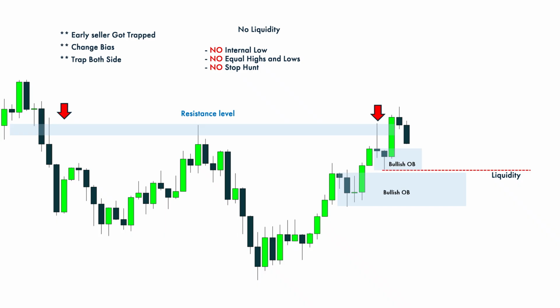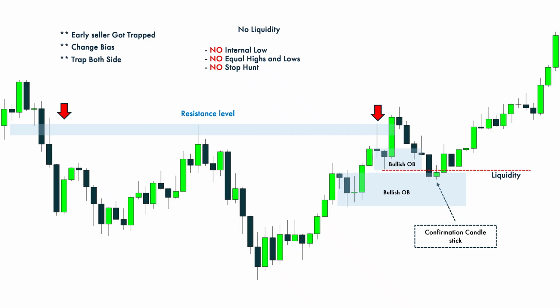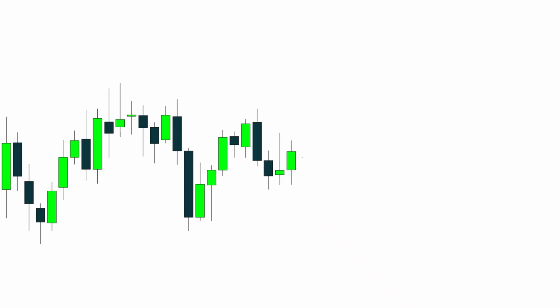In this situation, the play is patience. We wait for price to sweep the first order block, take out the internal low, and tap into the deeper valid order block. Then we look for bullish confirmation, a strong bullish candle close, rejection wicks, or a break of minor structure.